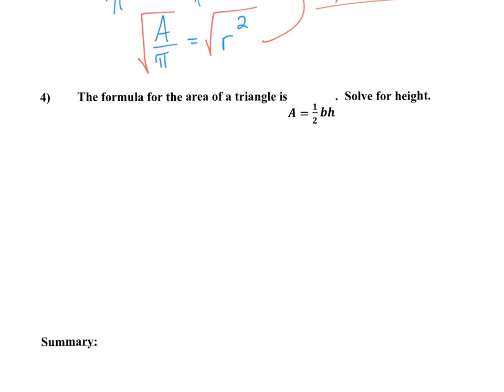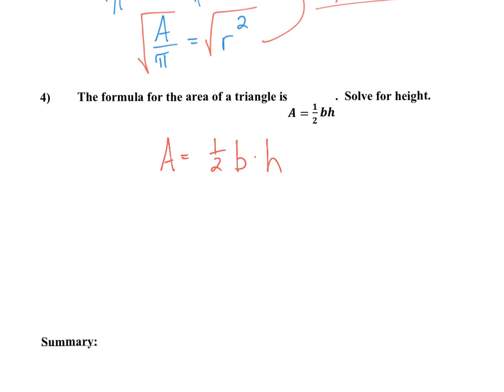Okay. And then last one for the day, the formula for the area of a triangle is area equals 1/2 base times height. Solve for the height. So I'm going to rewrite this. Area equals 1/2 b times h. So we have to get h alone. What I like to do here, if we have a fraction in front like the 1/2, I think of how do I cancel out 1/2?